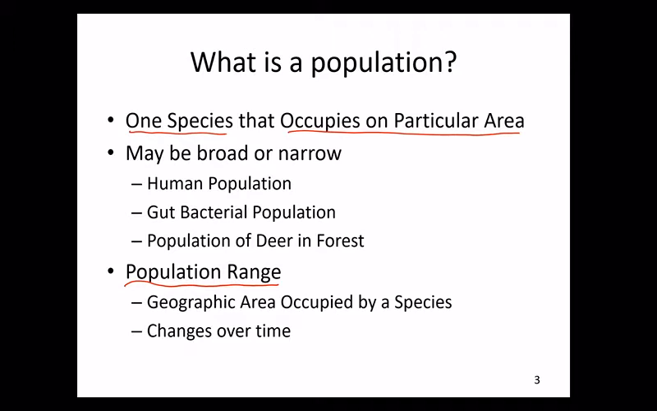Now, when we talk about these population ranges, it's important to note that this is the geographic area occupied by the species that we're interested in, and it's going to show the interaction with other species in the area. Again, that's a little more into community ecology. So we're showing some connections here already. This area may be very small, may be very large. And another important point, it's not static. It may change over time.